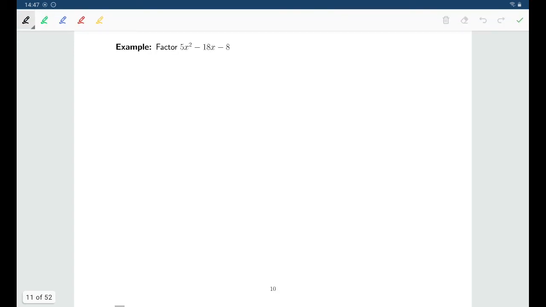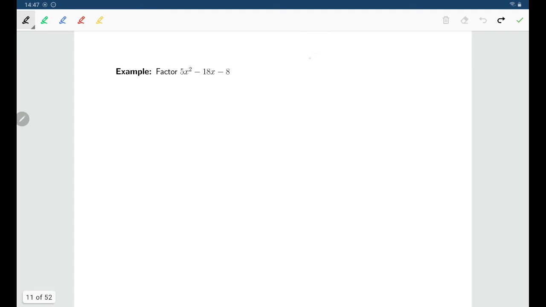So here I've got 5x squared minus 18x minus 8. First thing that I have to ask myself, as always, can I take common factors out of all of these terms? The answer is no. This isn't something where factoring by grouping will work yet, because it has an odd number of terms. It isn't a special product. This is a quadratic, but it's one where the first term, the x squared term, isn't just x squared, it's 5x squared. So when we're looking for our numbers, they're not just numbers that multiply to negative 8.